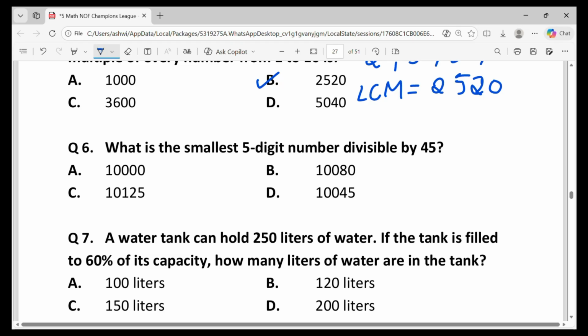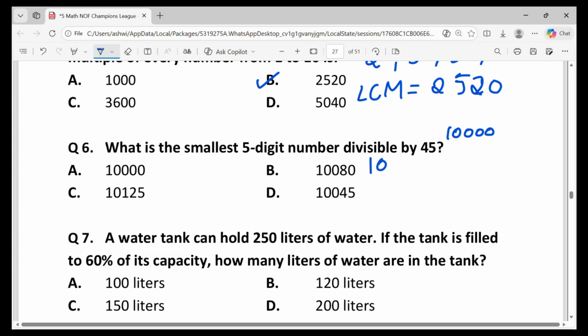Question 6. What is the smallest 5-digit number divisible by 45? The smallest 5-digit number is 10,000. To be divisible by 45, the number must be divisible by 5 and 9. The sum of the digits of 10,000 is 1, which is not divisible by 9. So 10,000 is not divisible by 45.